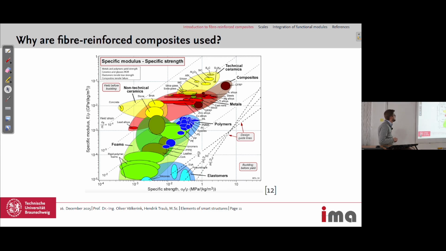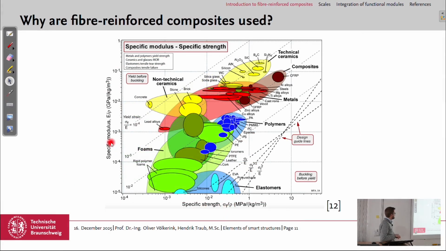Why are fiber reinforced composites used? Who knows this kind of diagram? Specific strength is on this axis and specific modulus is here, called Ashby diagrams, I think. There you have the strength over the density and also the modulus over the density. And can you spot the composites in the diagram?